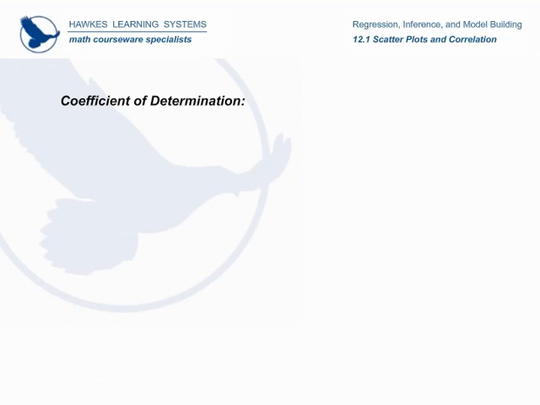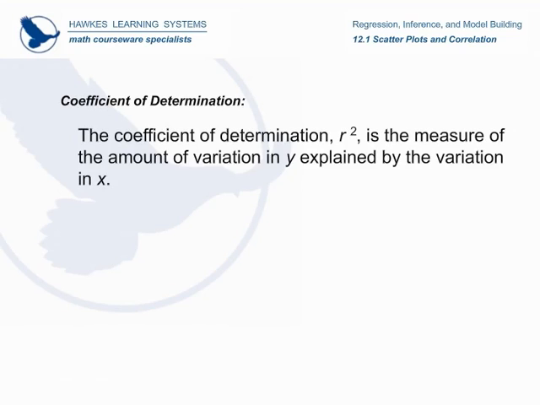Now we have another concept dealing with the correlation coefficient. We've got our coefficient of determination. The coefficient of determination has the symbol r superscript 2, and that is the measure of the amount of variation in y explained by the variation in x. We know that x is our independent and y is our dependent. So our coefficient of determination measures the amount of variation in y explained by the variation in x.